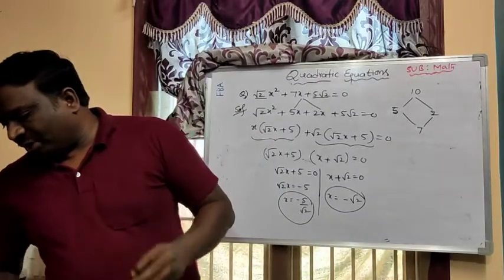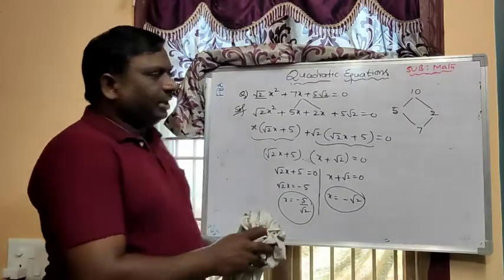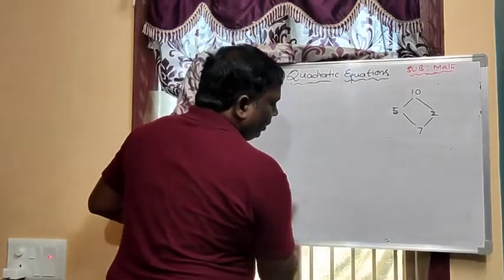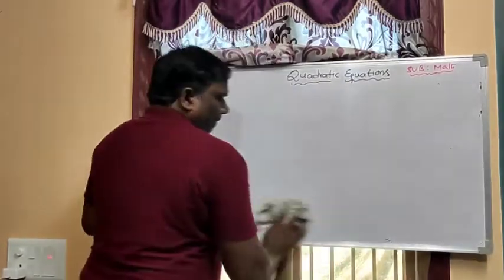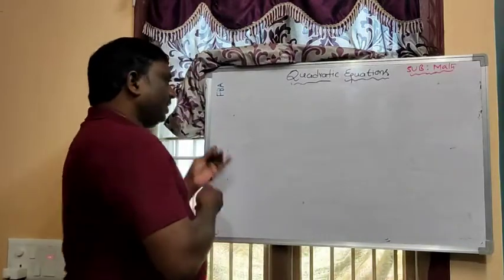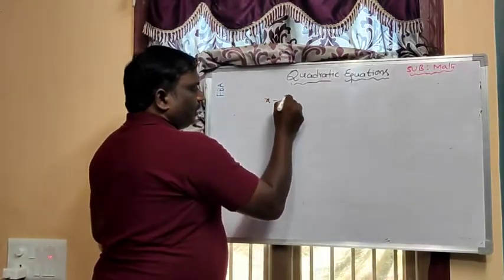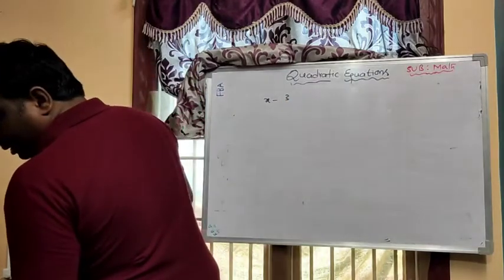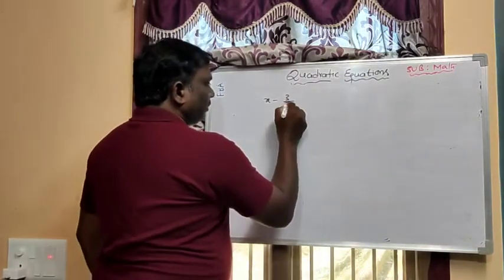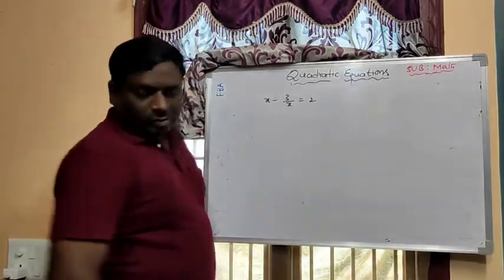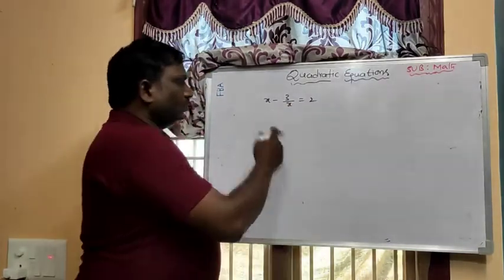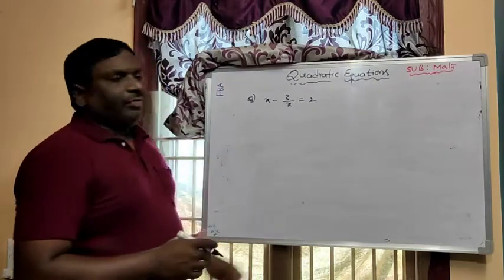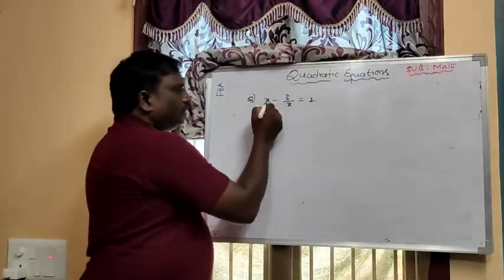Now let us take one more example, that is the 8th one: x minus 3 by x equal to 2. x minus 3 by x equal to 2. This is the question they gave: solve the quadratic equation by using the factorization method.